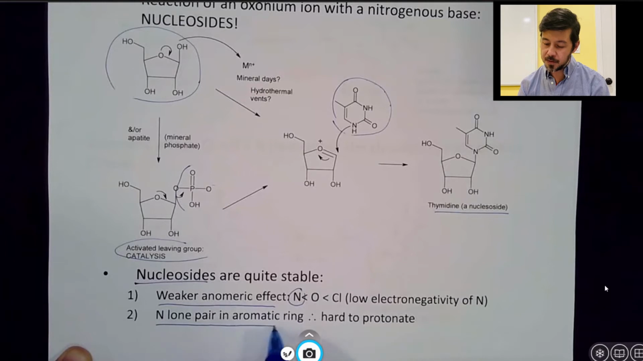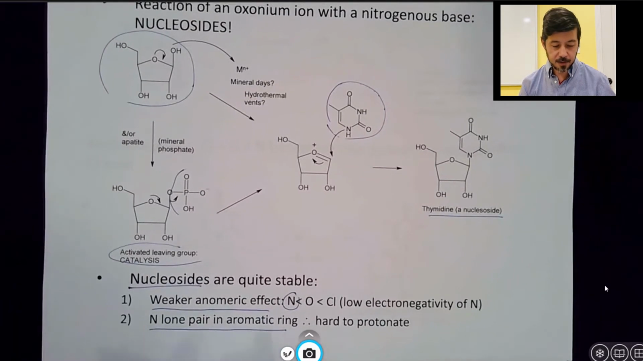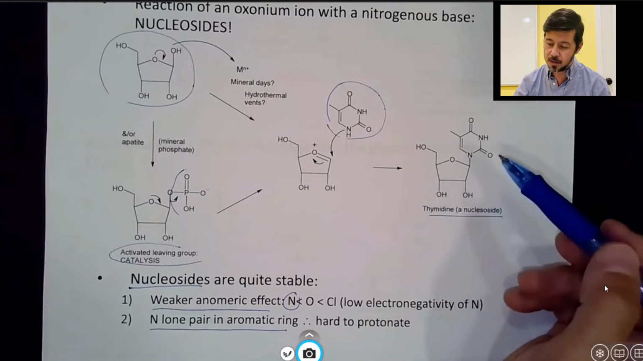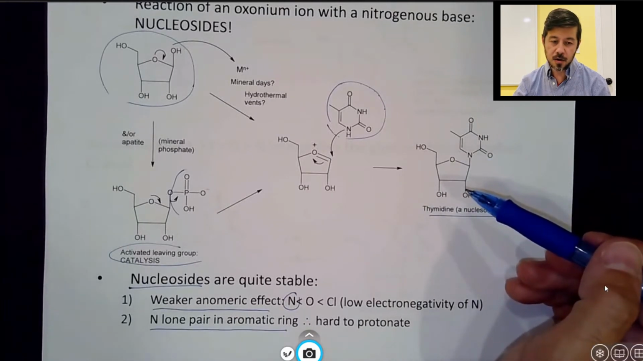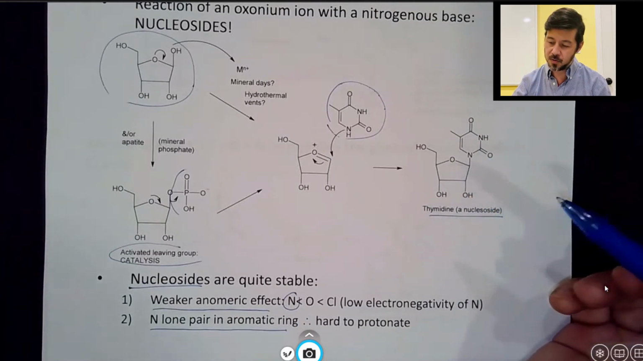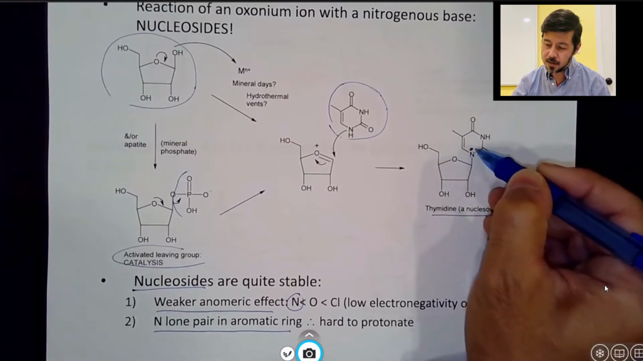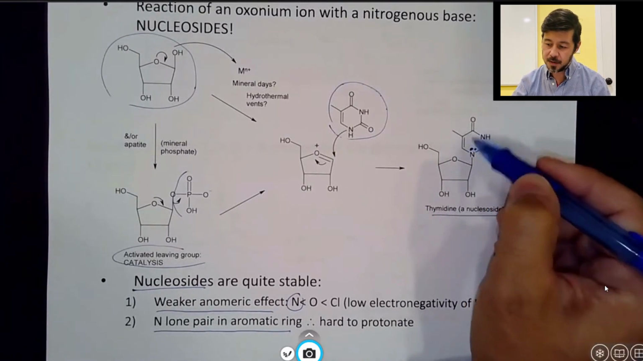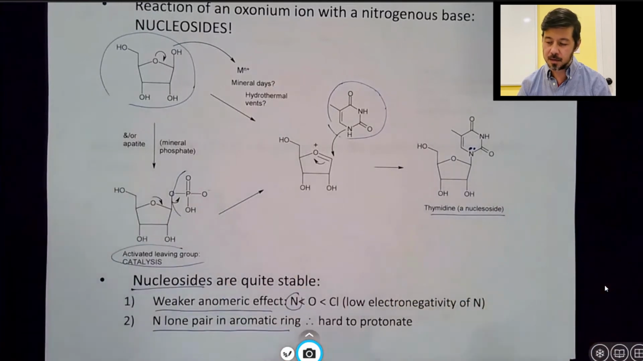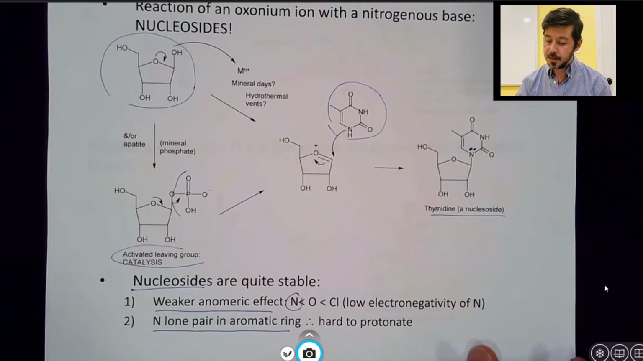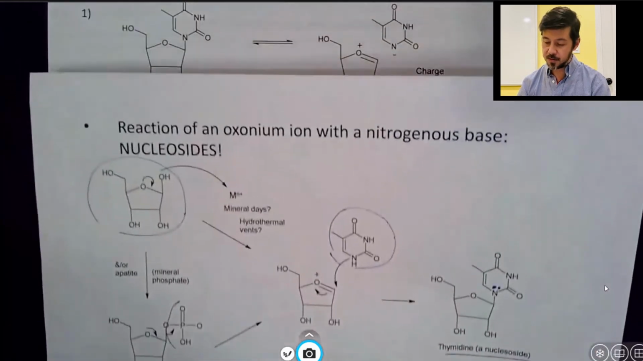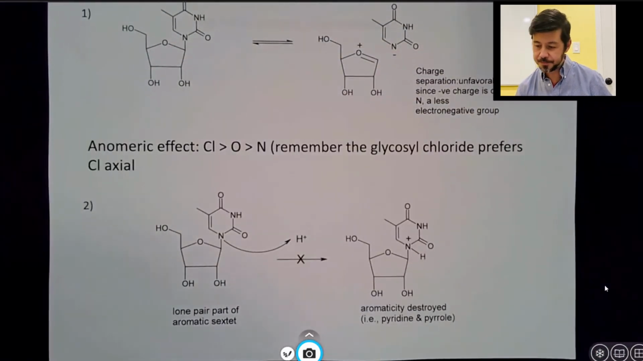Furthermore, we've learned about aromaticity in some of these heterocycles. So it turns out that if you actually try to protonate something like thymidine or some of the other nucleosides, you actually lose aromaticity. So it's actually hard to protonate. These electrons here actually participate in the cyclic aromaticity, and therefore protonating it would make it very unstable. So it's very difficult to protonate. So that's another reason why they're so stable.